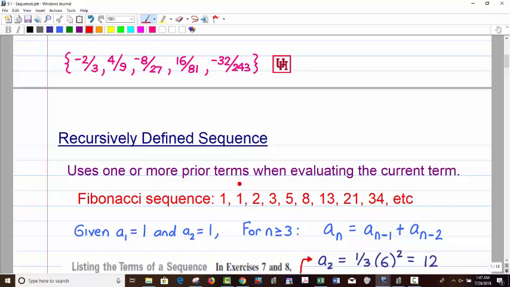So if you start with 1 and 1, the next term would be 1 plus 1 is 2. Then you have 1 plus 2 is 3. 2 plus 3 is 5. 3 plus 5 is 8. 5 plus 8 is 13, and so forth and so on. It would just keep going on and on and on, that pattern.